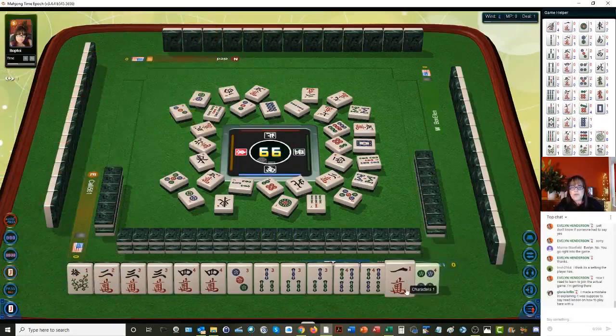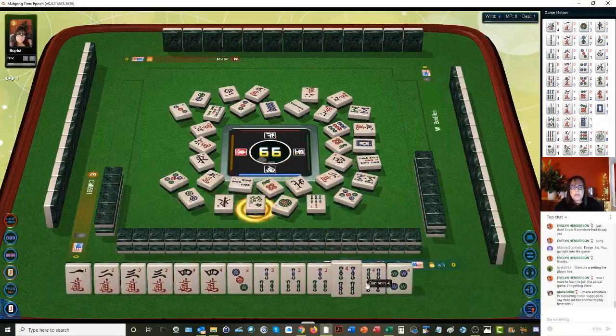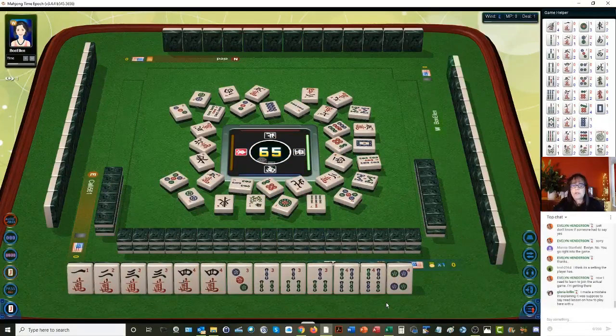Okay, we did get a four dot now. Okay, let's get rid of the flower. So now we do have potential for a 1, 2, 3, 4, 4 fourth hand down.